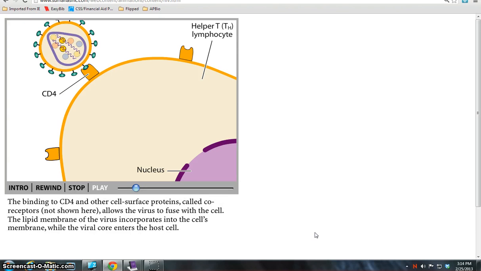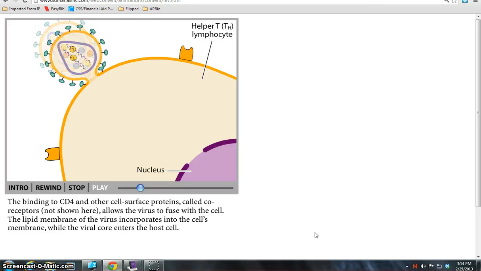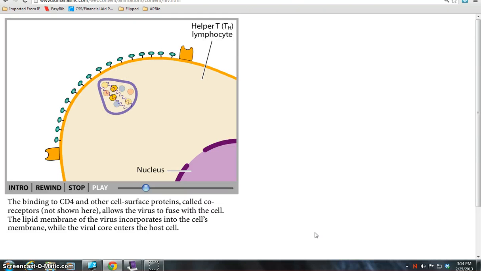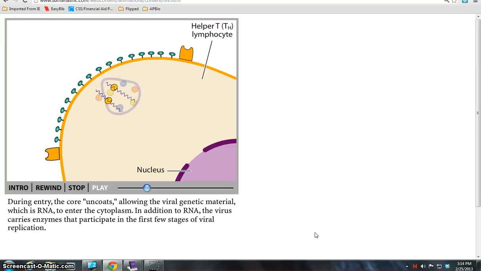The binding to CD4 and other cell surface proteins called co-receptors, not shown here, allows the virus to fuse with the cell. The lipid membrane of the virus incorporates into the cell's membrane, while the viral core enters the host cell. During entry, the core uncoats, allowing the viral genetic material, which is RNA, to enter the cytoplasm. In addition to RNA, the virus carries enzymes that participate in the first few stages of viral replication.